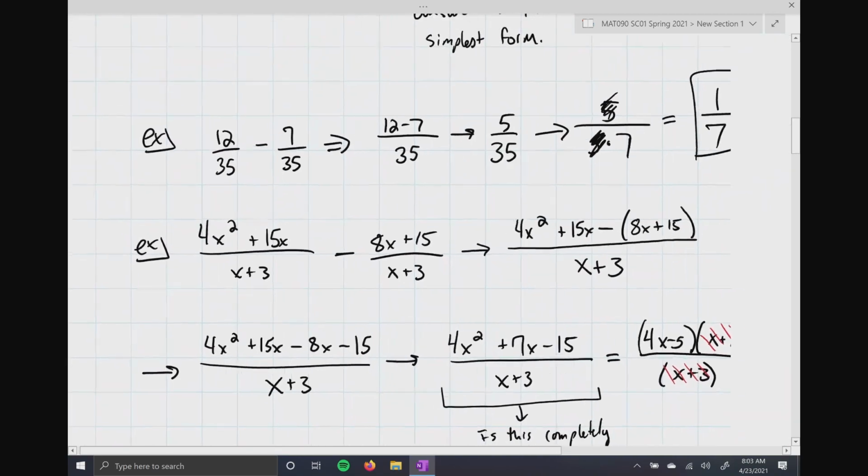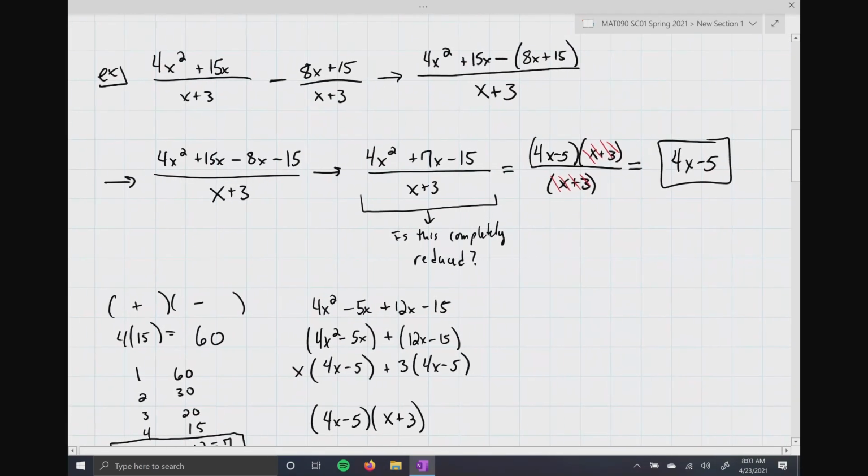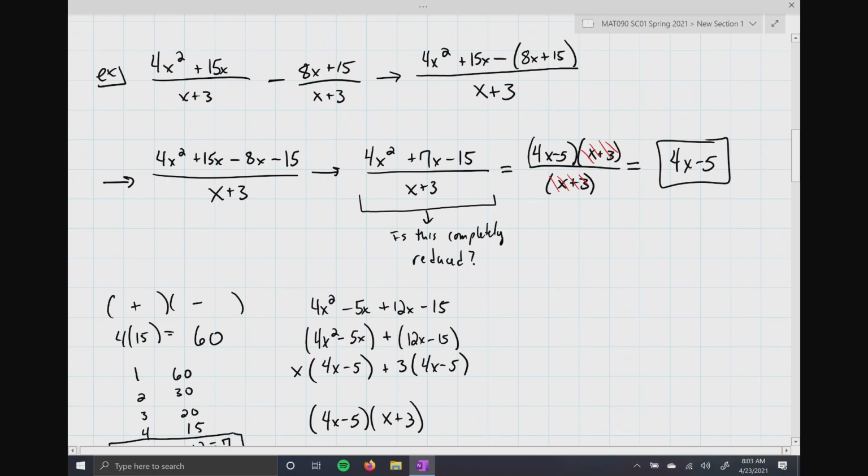So the really good example that we looked at was right here at the very top of the screen, which is 4x squared plus 15x all over x plus 3 minus 8x plus 15x over x plus 3. Here we established denominators are the same. So what we did is we wrote the entire problem again with one denominator and then the entire numerator with the 8x plus 15 in parentheses. As long as you can remember to do that, everything's going to be easy, because you cannot forget to distribute that minus sign.